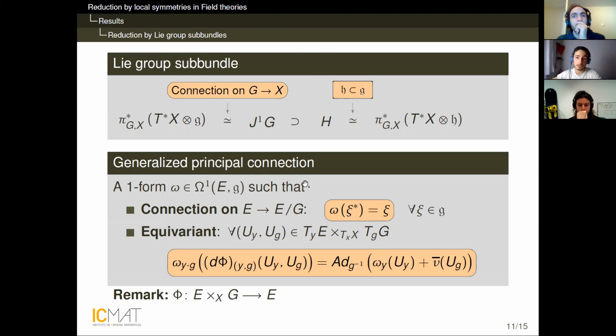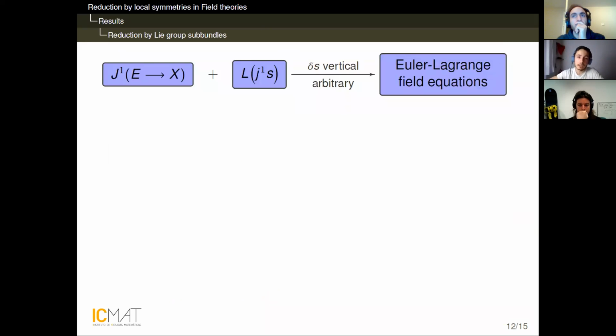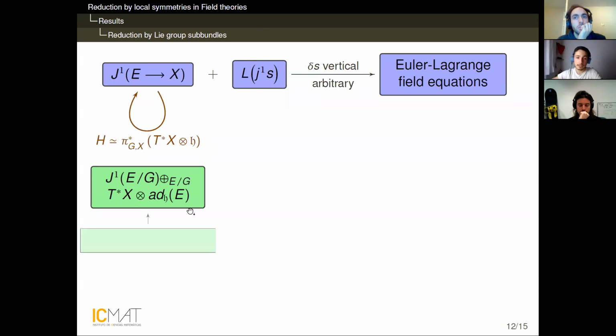And now we have stated our problem and defined the main tool we will need to understand it. Let's see the results we have obtained. Again, we start from a usual field theory, but we suppose now it is invariant only by H, being H of this particular form I said in the previous slide. We have found that the quotient of the first jet of E by H is this one. It's the first jet of the quotient bundle, as in the case of reduction by the whole group, but an additional term appears, as in the classical case I showed you before in the table.